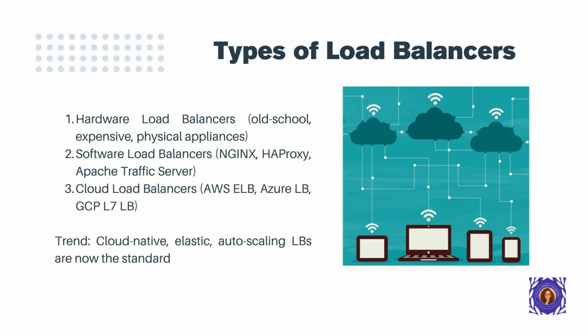Hardware load balancers. These are physical appliances, dedicated pieces of network hardware. While they can offer high performance, they are typically expensive, require significant upfront investment, and lack the agility needed in dynamic cloud environments. Software load balancers. These are applications, such as NGINX or HAProxy, that run on standard servers or virtual machines. They offer much greater flexibility, are generally more cost-effective, and can be deployed rapidly.